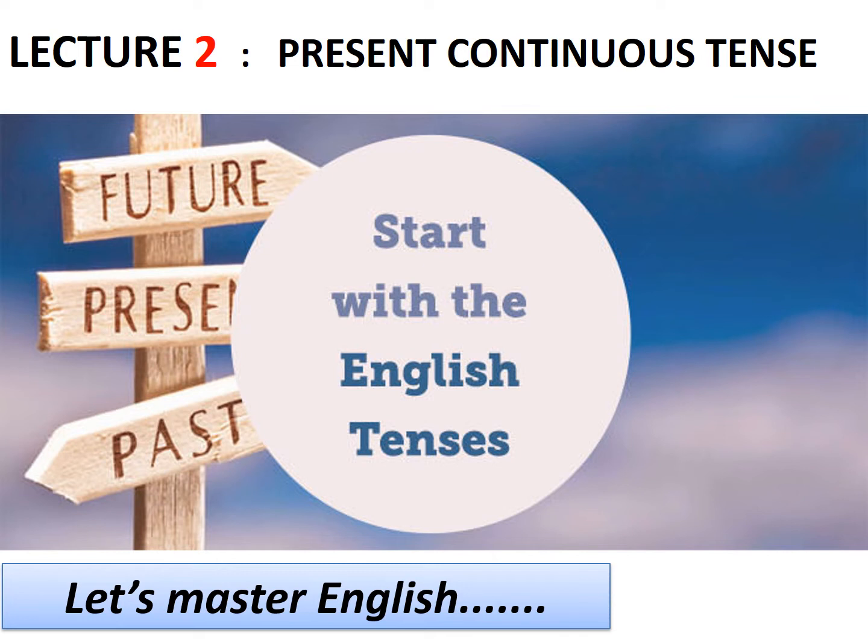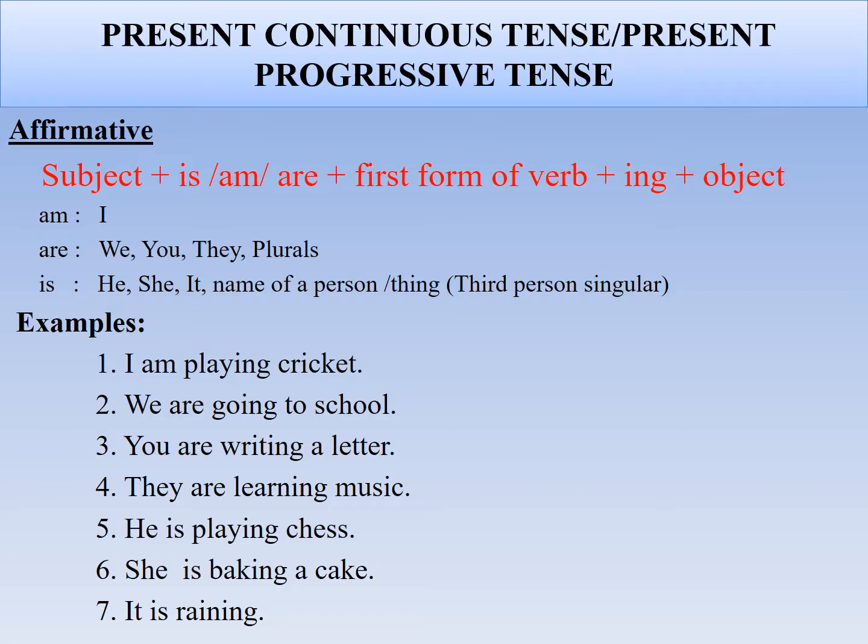It is also used to express some undesirable habit or practice. For example, she is always backbiting. Now, let's have a look at the rules of present continuous tense, which is also known as present progressive tense.